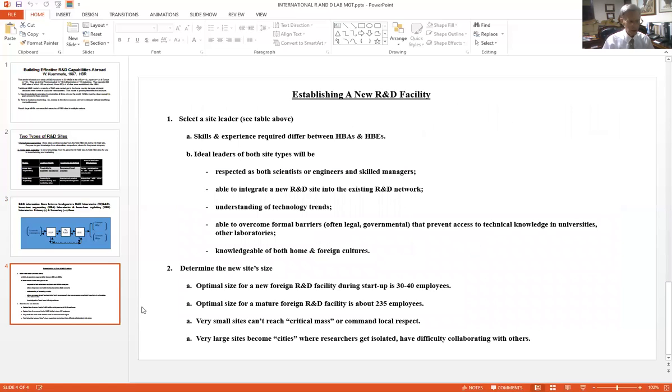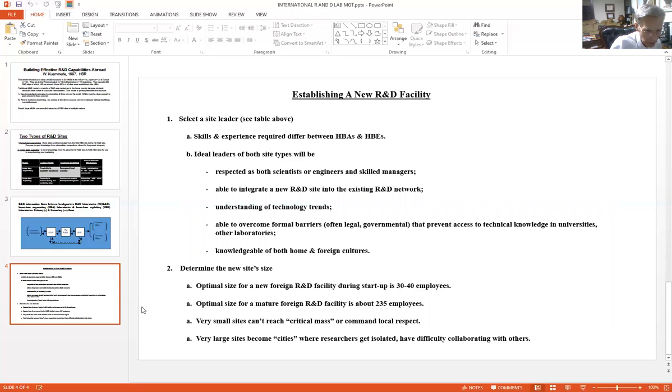And finally, some suggestions to establish a new research and development facility leader. You can look at this. I'll be sure to post this on the website. I hope you can read this somewhat.